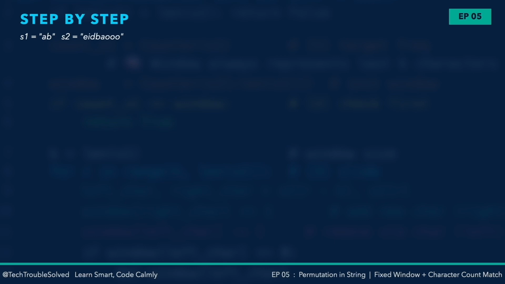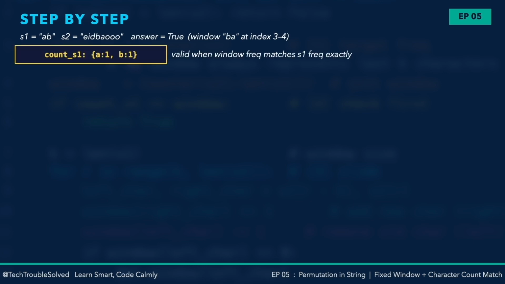Not just explain it, prove it. We are going to run through every single step manually. S1 is AB, S2 is EIDBAOOO. Expected answer? True. Our target counter, count S1, equals A with 1 count and B with 1 count. This is fixed. This never changes. Window size is 2 because length of S1 is 2.